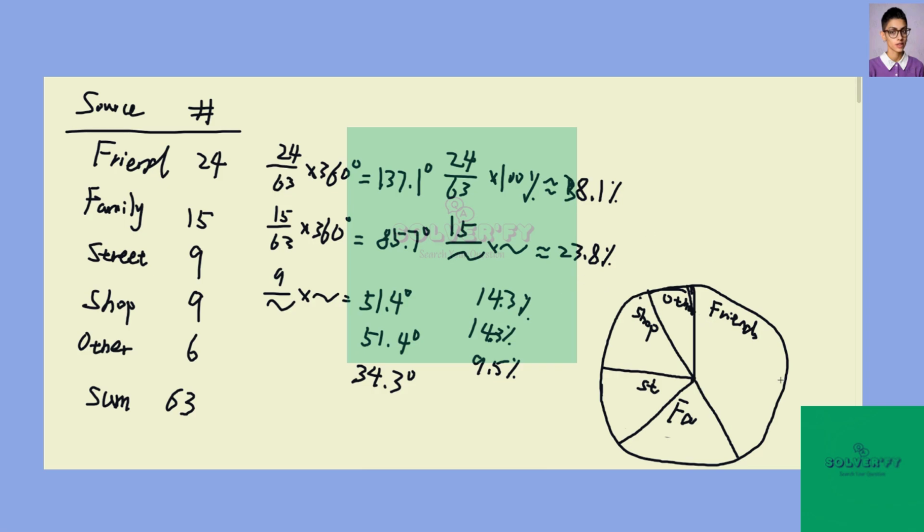So for the first one, friends, it is 38.1%. For the next one, it is 23.8%. For the next one, it is 14.3%. For the next one, also 14.3%. For the last one, it is 9.5%. Okay, so this concludes our pie chart.